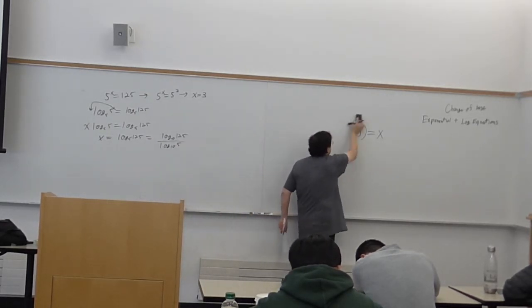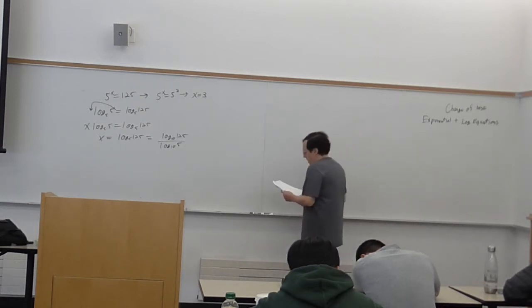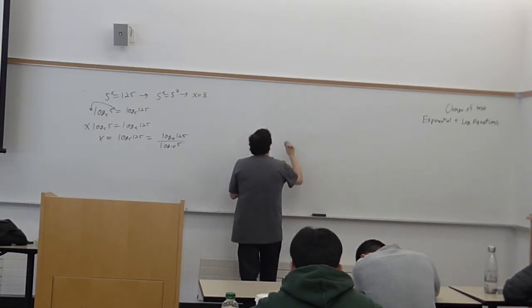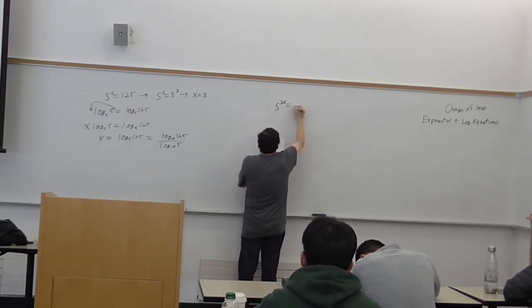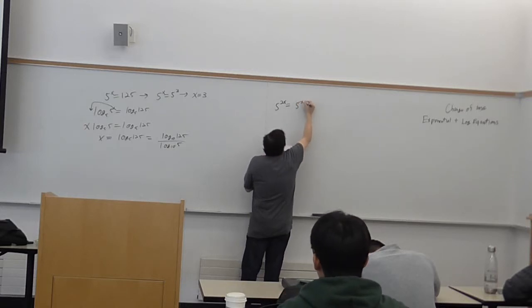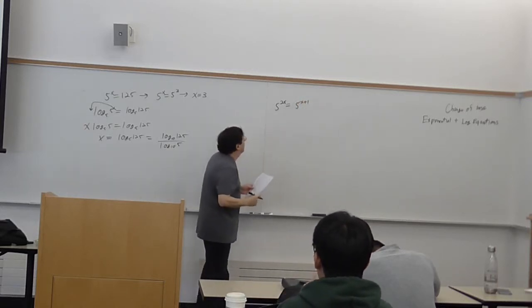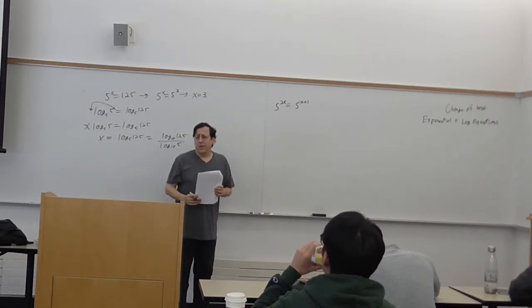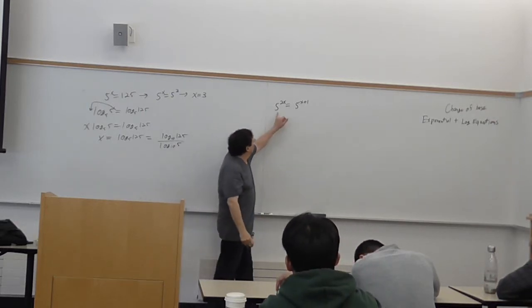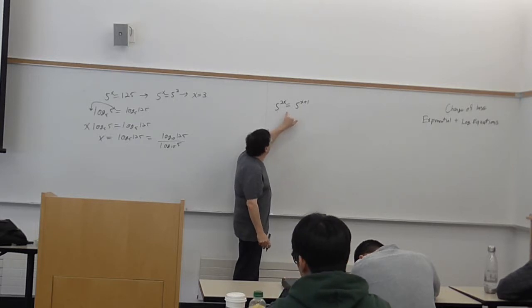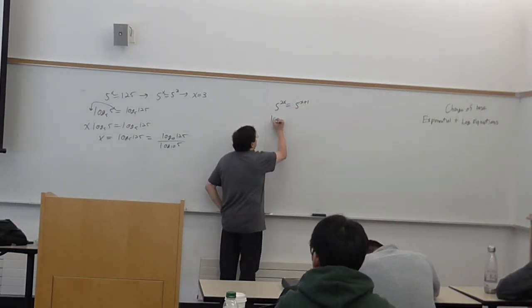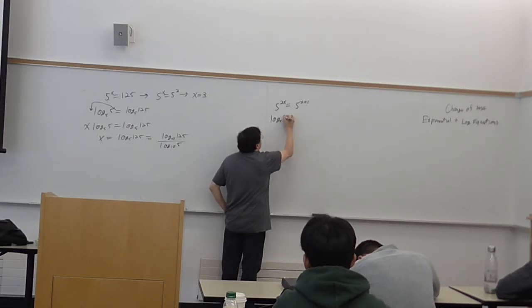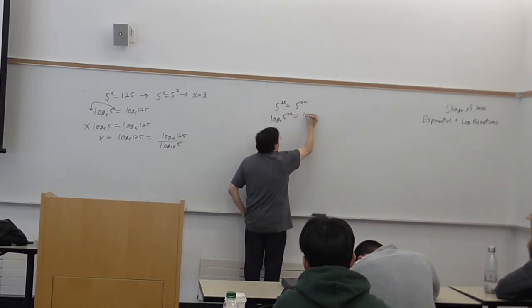Let's look at something a little more complicated. Let's take a look at 5 to the 2x equals 5 to the x plus 1. So again, I have a choice. I could recognize that because these are one-to-one functions raising to a power, I could just immediately set 2x equal to x plus 1, or I could find the log to the base 5 of 5 to the 2x on both sides.